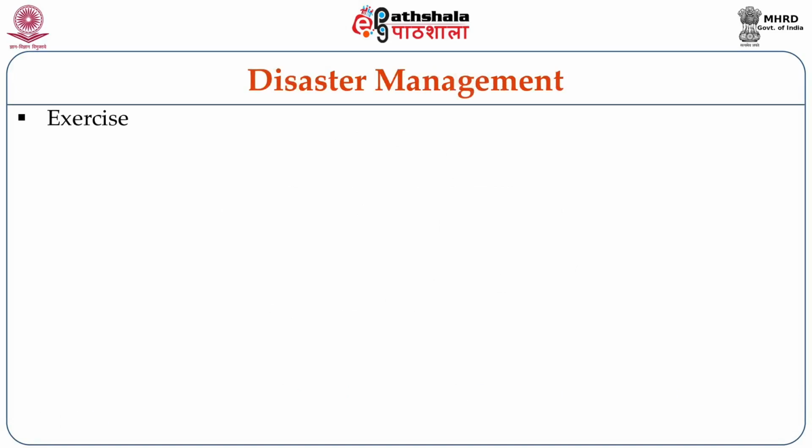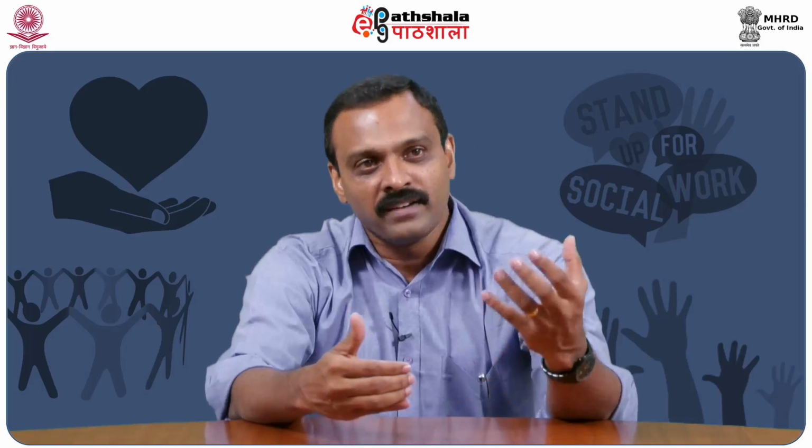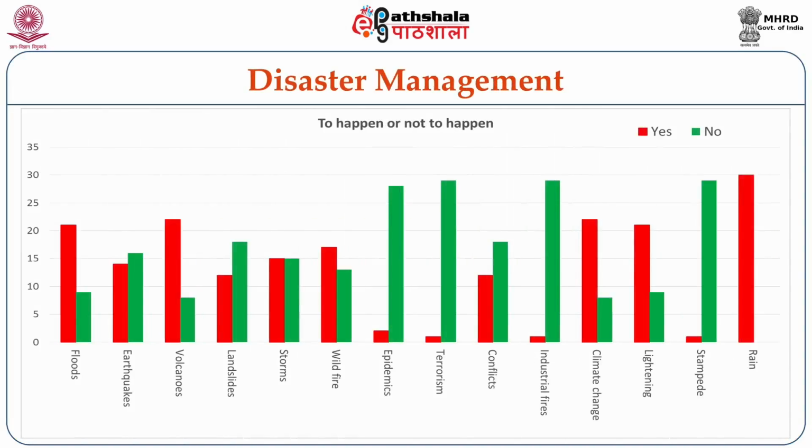And do an exercise. Answer yes or no to these questions: whether floods are required, whether earthquakes are required. You can expand this list and try to plot it. Look at this graph. I tried this exercise with a group of students who have not undergone any training in disaster management. You see the differences. Some people say that floods should occur, while a group of students says that they should not occur. Likewise for civil unrest, some say it should occur, some say it should not. This brings out another aspect in disaster management: perception.